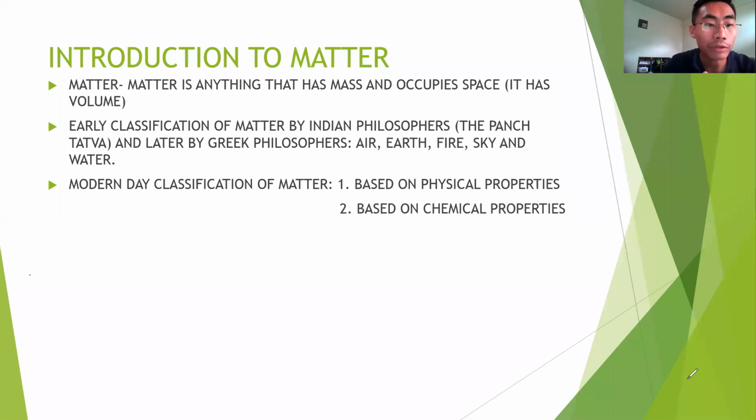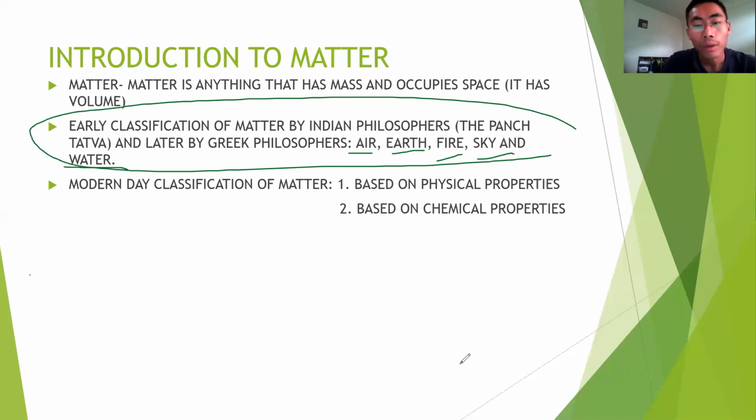Now coming to classification. Early classification of matter was done by Indian philosophers, and they classified matter into 5 basic elements, that is air, earth, fire, sky, and water. Collectively these 5 basic elements were known as the Panch Tattva. Later on the Greek philosophers also came to a similar conclusion and classified matter into these 5 basic elements.